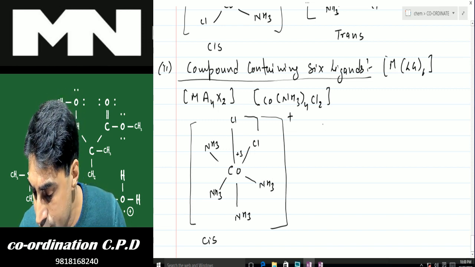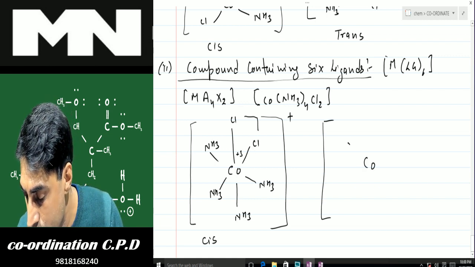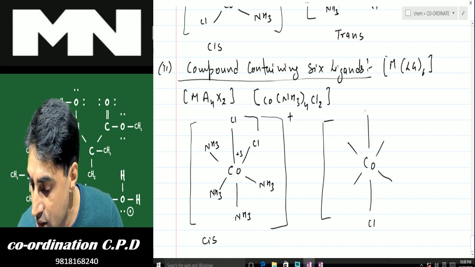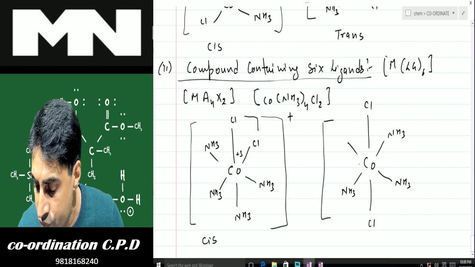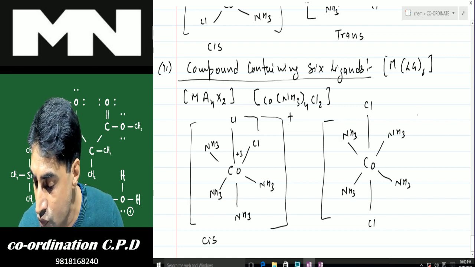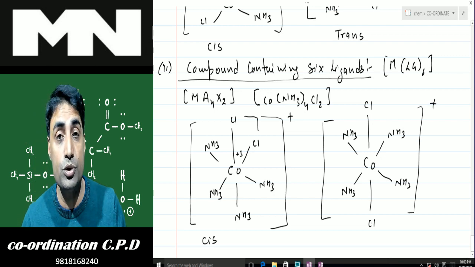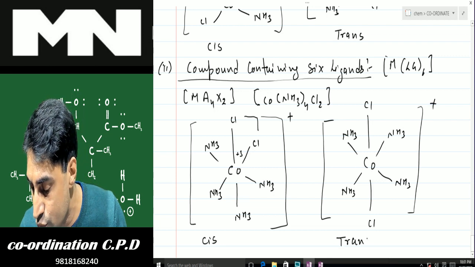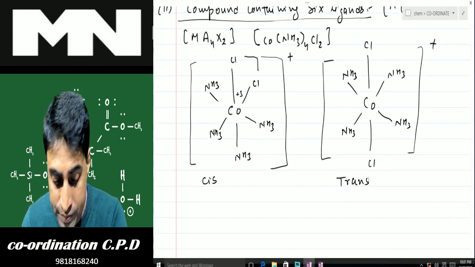Likewise, I am drawing another compound. The same compound but in different arrangement. You will have Cl, you will have Cl, you will have NH3, NH3, here again NH3, NH3. Again +1. But you will see that the two like groups, they are opposite to each other. The two Cl atoms, they are opposite to each other. That's why this is a trans isomer. So in octahedral complex, you got a cis and a trans isomer.